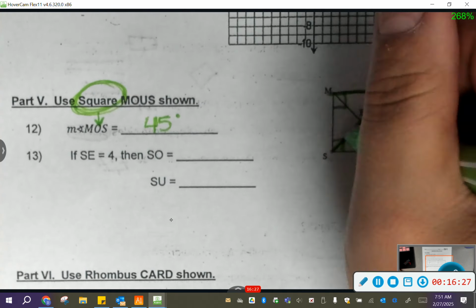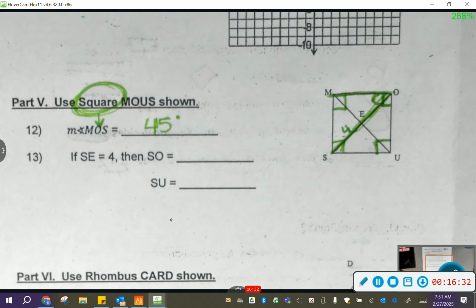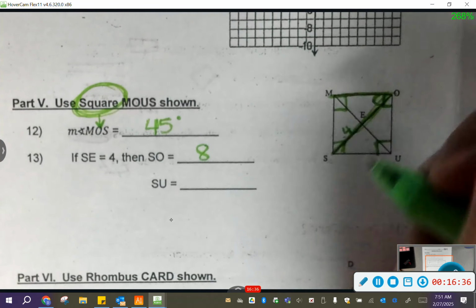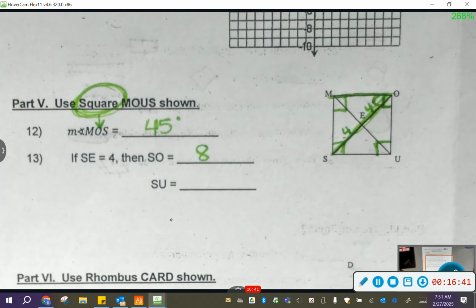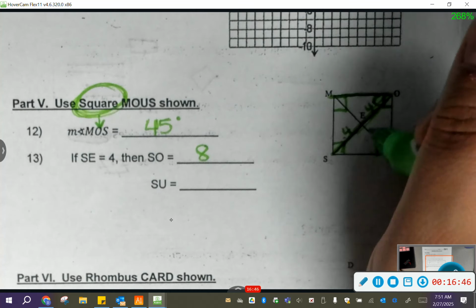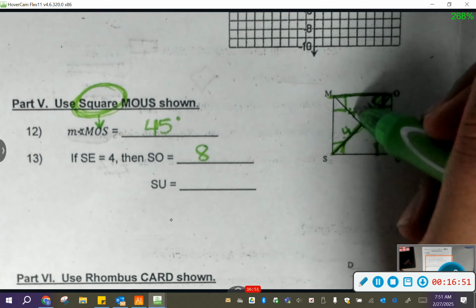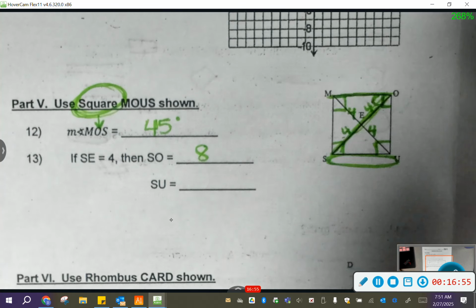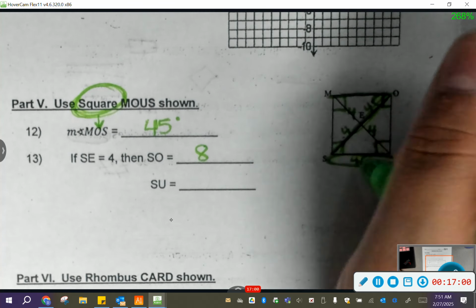If SE is 4, what is SO? 8. Because this side would also be 4, and 4 plus 4 is 8. We talked about this one yesterday for a cookie. Oh, no one's got it. If this is 4, that means this is 4. What would this be right here? 4 square root of 2. Because it's a 45, 45, 90 triangle.